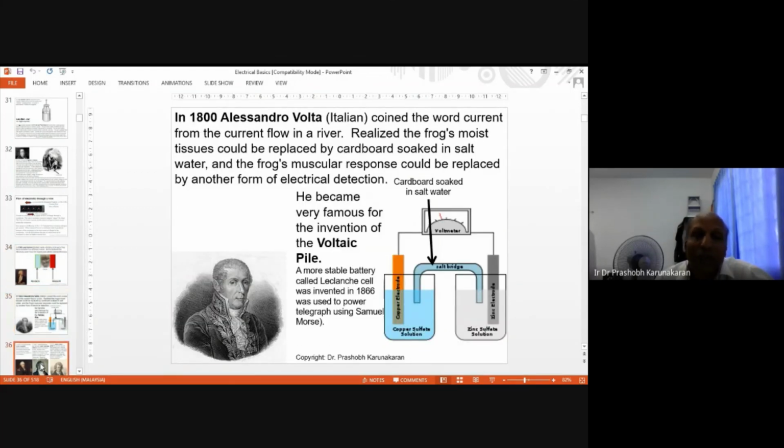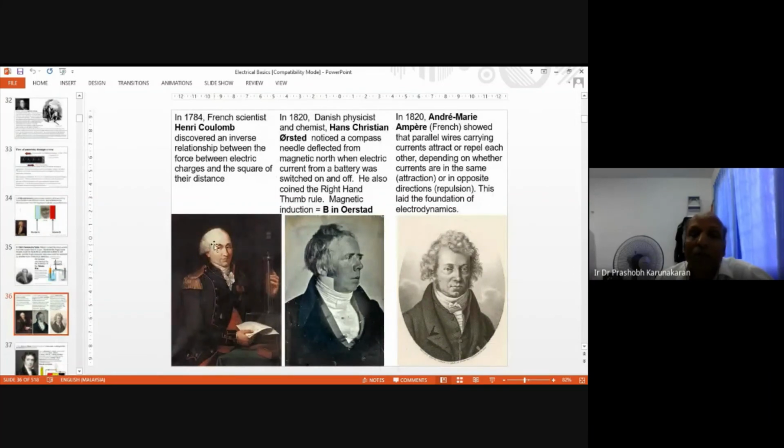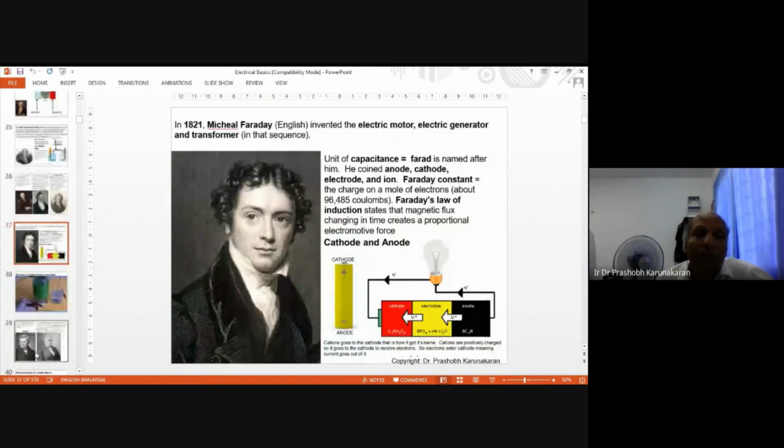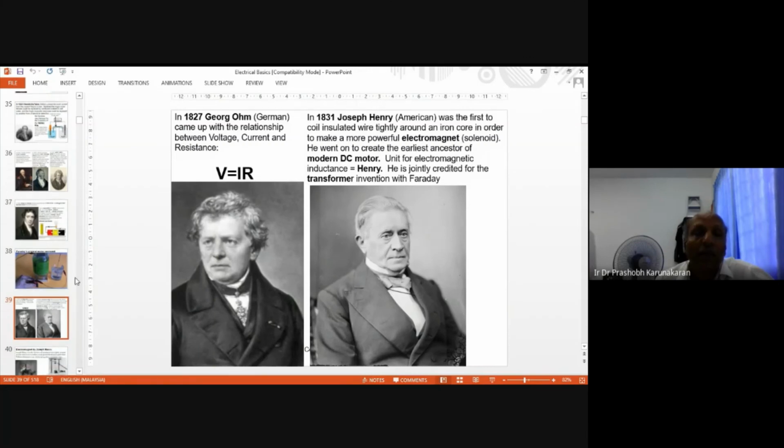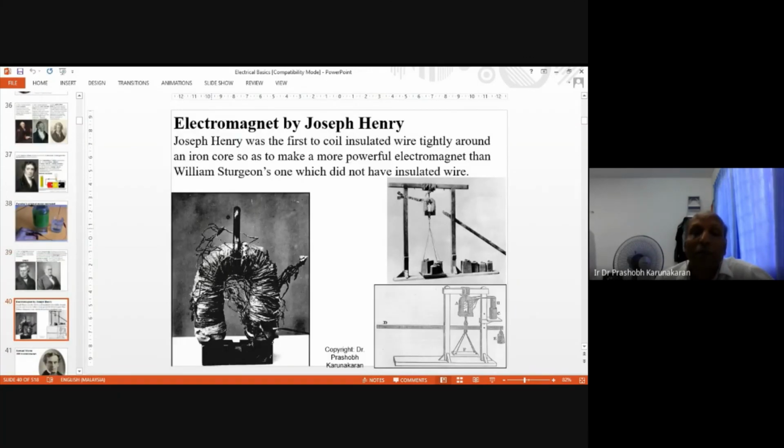The next one was Coulomb, and then Oersted and Ampere. The unit of current, the ampere, is from this guy. Then you got Faraday, and all vehicle IR is made by this guy. The coil becoming a magnet is mainly done by Henry. That's his first coil.